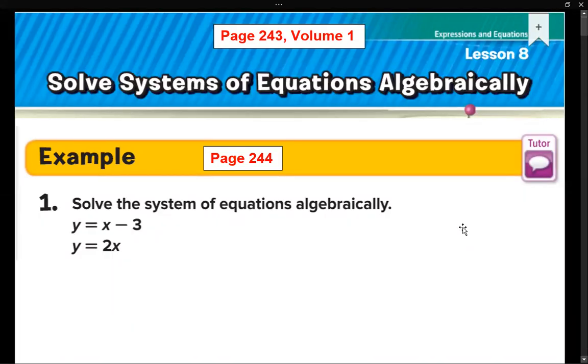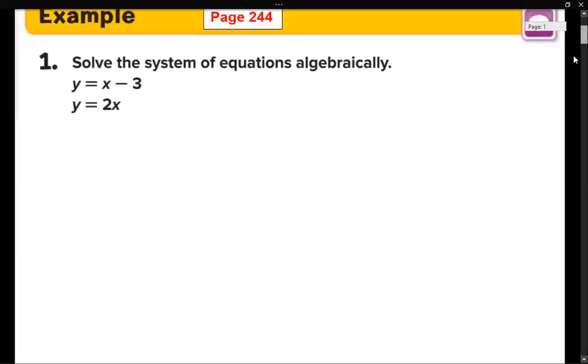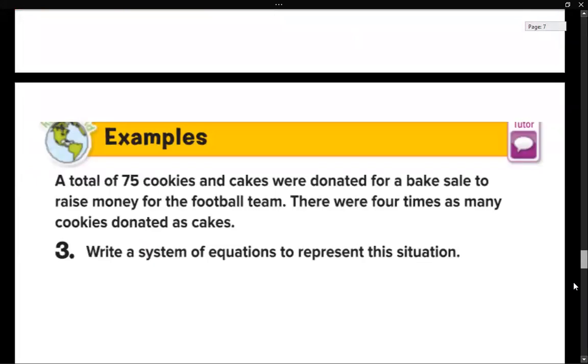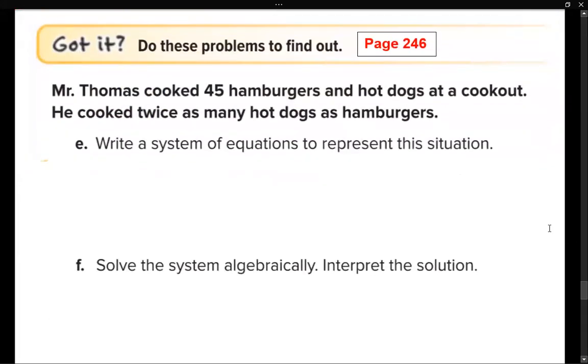This is the fourth and the last video for lesson 8, Solve Systems of Equations Algebraically. In this video, we are going to learn how to extract information from words, to convert words into systems of equations, and then solve the system of equations. To do so, we are going to solve the exercises for Got 80 questions on page 246.